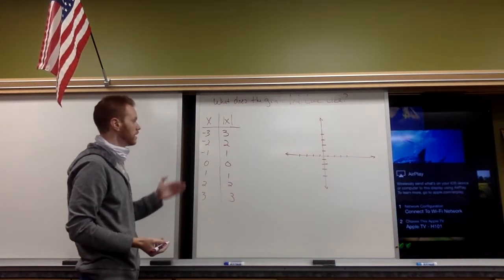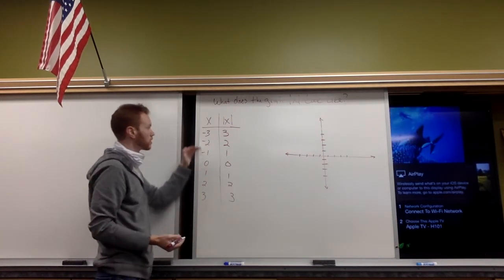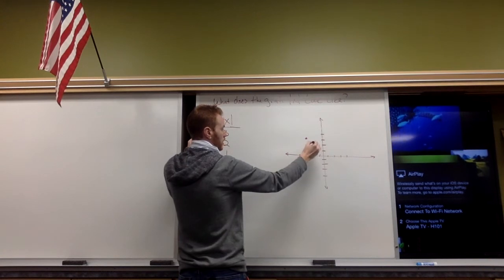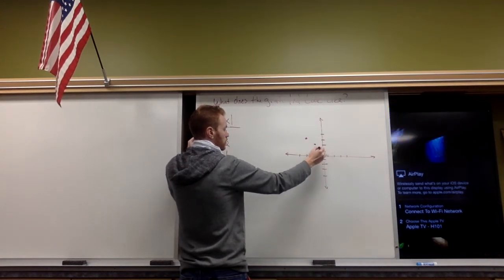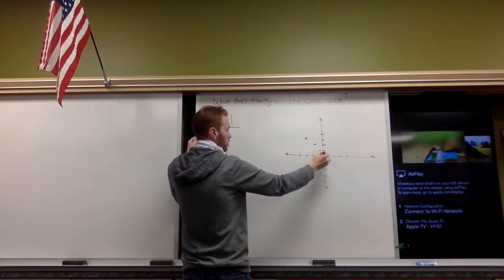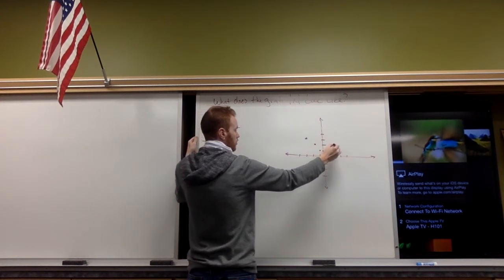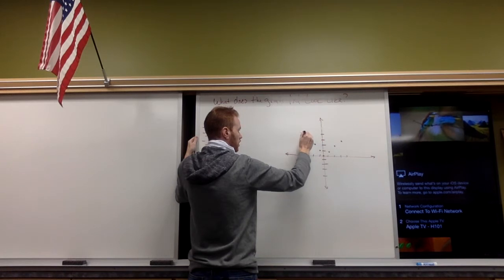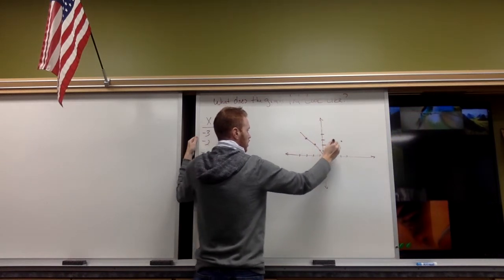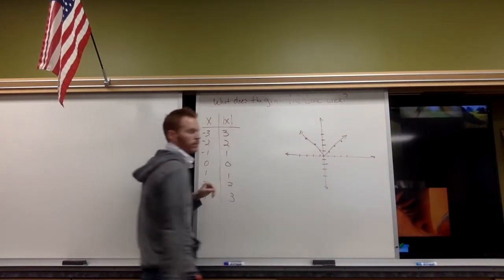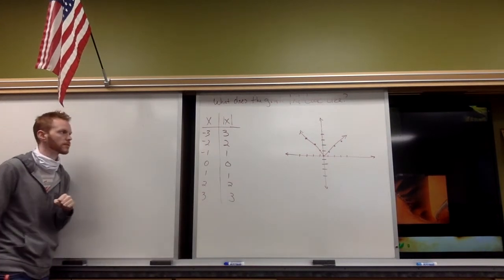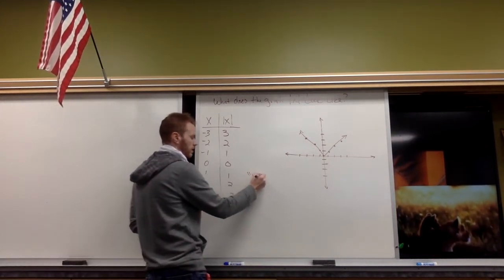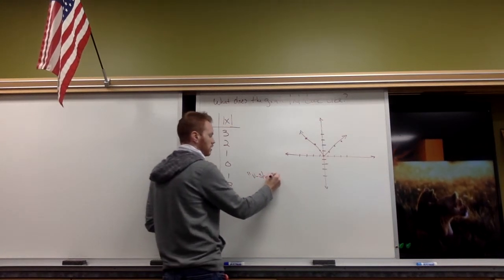Now, let's go ahead and graph these points. So -3, 3. Then -2, 2, -1, 1, 0, 0. And the other side. Okay, looks like this. So an absolute value is a V-shaped graph.